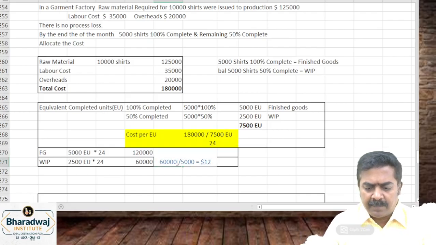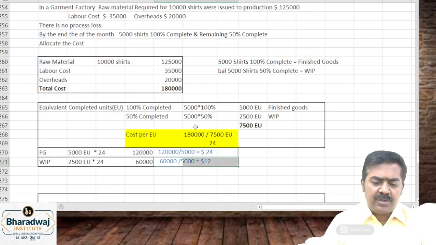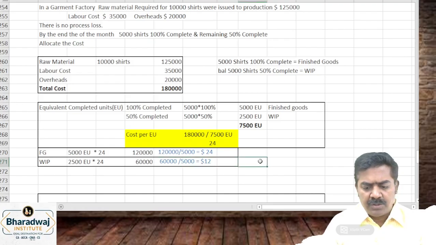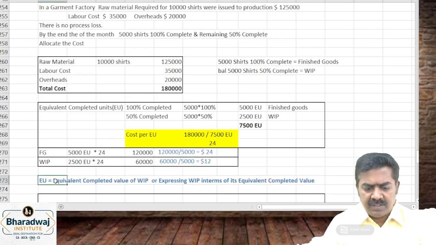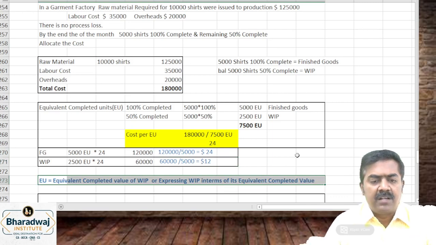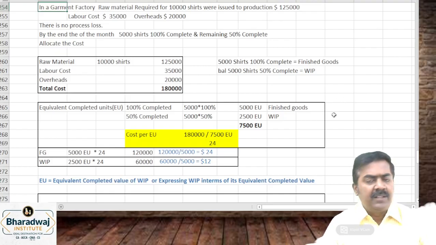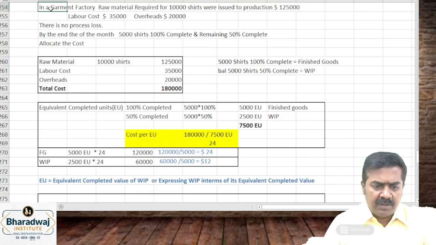The remaining 60,000 divided by 5,000. That is for incomplete unit. 50% complete, 50% of the cost is assigned like that. So equivalent unit is a tool that is used for assigning the cost. Equivalent unit is nothing but expressing WIP in terms of its equivalent completed value. All these things, of course, we have done in the last class. You can go through the last class video. Up to this, we have done in the last class.